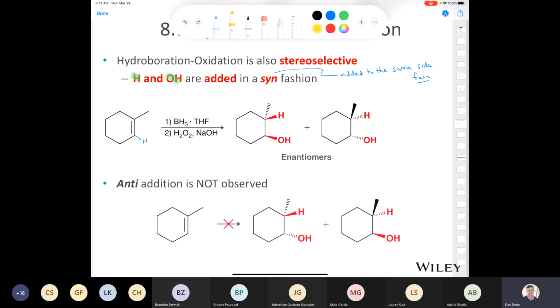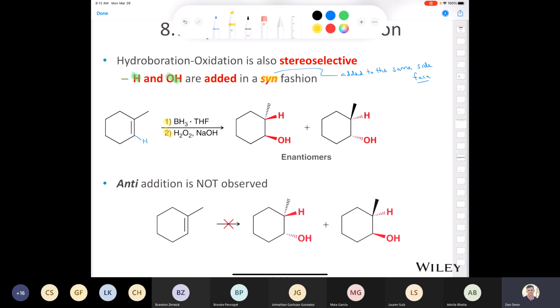hydroboration oxidation regioselectively is an anti-Markovnikov addition of water across a double bond. It's a two-step process. The first step is borane and THF mixed together, and that's why there's that little dot there. And again, we're going to talk about that more in a second. And the second step is to treat it with hydrogen peroxide and sodium hydroxide. And the hydrogen and the hydroxyl are added in the syn fashion. They're added to the same face of the molecule.